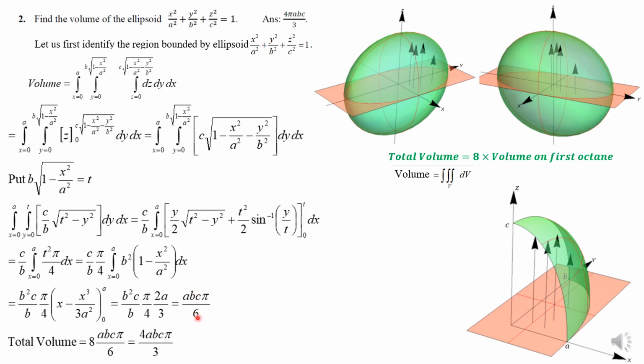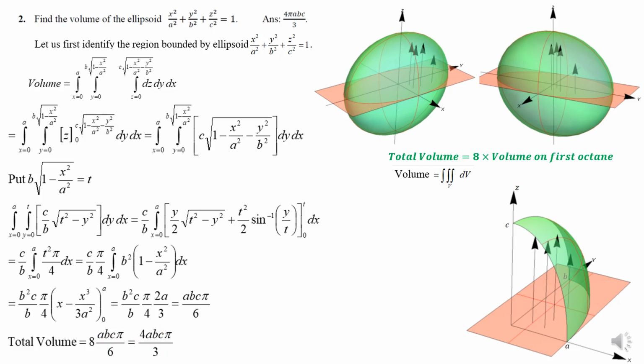Well, the integration I am not going to discuss. In case any problem occurs in this integration, you can contact me individually or maybe in a group, I can explain it again, but I first want you to explore the integration technique. Now to get the total volume, that is 8 multiplied by the obtained volume, we will get the total volume as 4abc pi by 3.